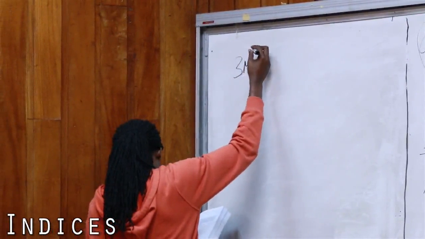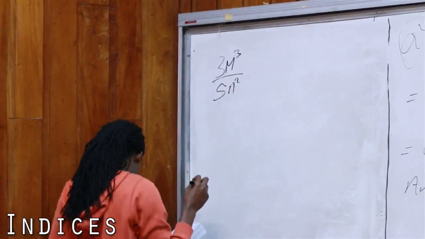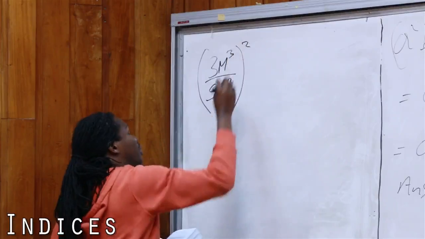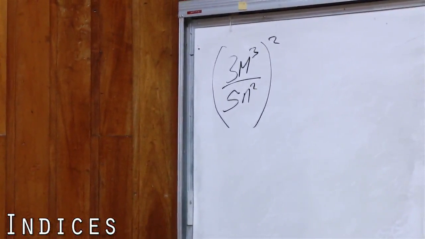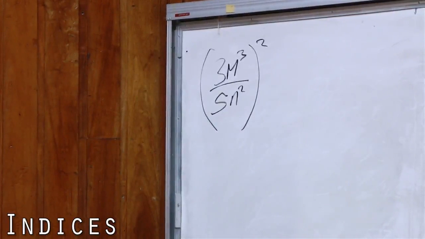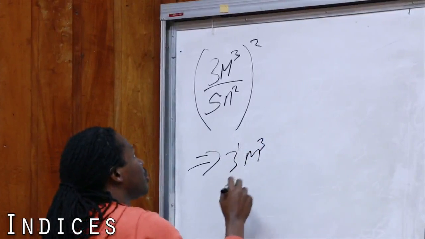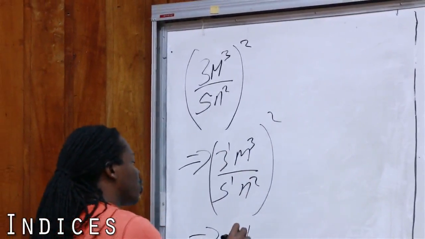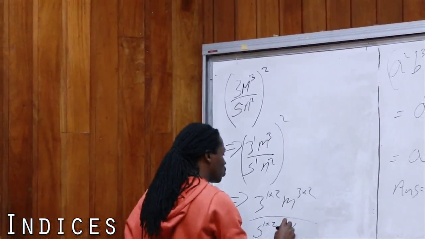Yes, 3m cubed over 5n squared, all squared. By the way, even though all of the examples so far are all squared, it can be all cubed, all to the fourth power, all to any power at all. You understand? Same principle. So now, this implies 3 to the 1, m to the 3, over 5 to the 1, n to the 2, all squared. Which implies 3 to the 1 times 2, m to the 3 times 2, over 5 to the 1 times 2, n to the 2 times 2.